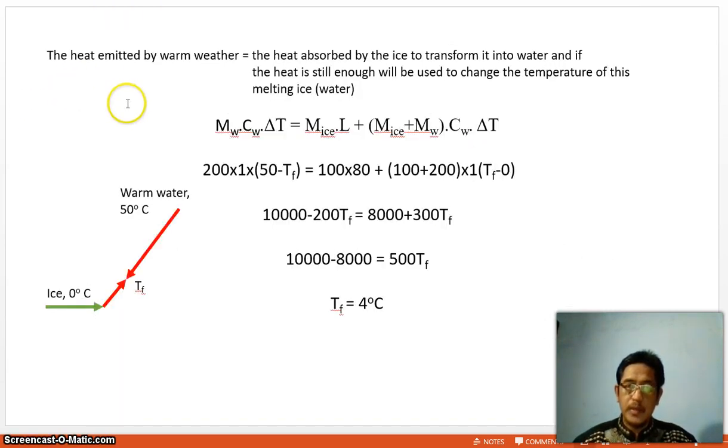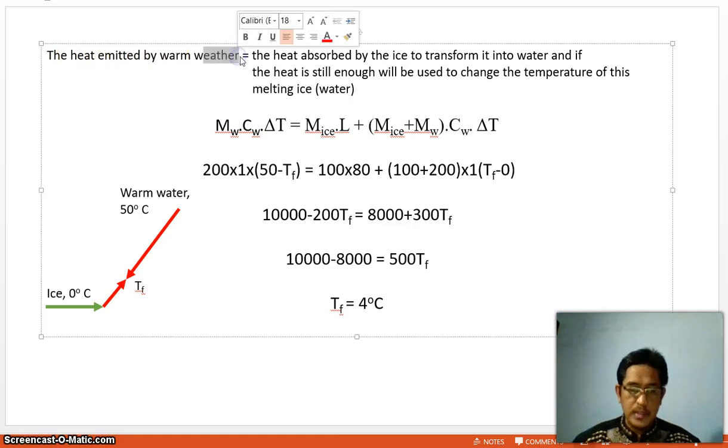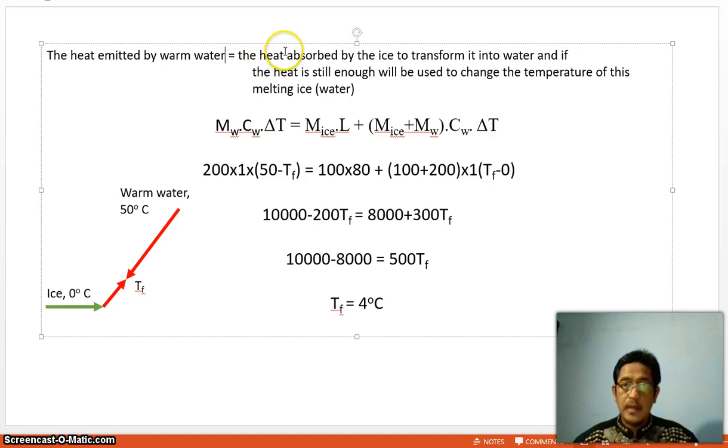To solve this problem, we have to consider the phase transition. According to Black's rule, the heat emitted by the warm water has to be equal to the heat absorbed by the ice to transform this ice into water. And if we still have enough energy, that net energy will be used to change the temperature of the melting ice into a particular final temperature.